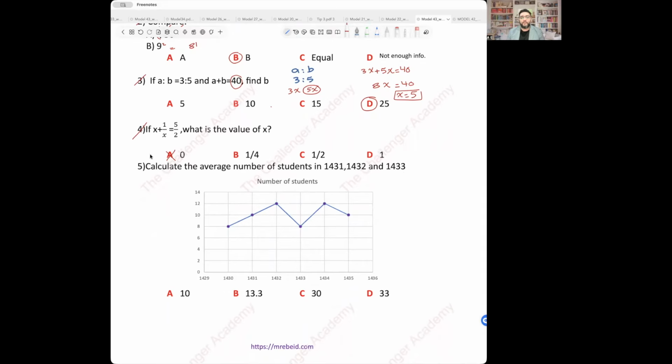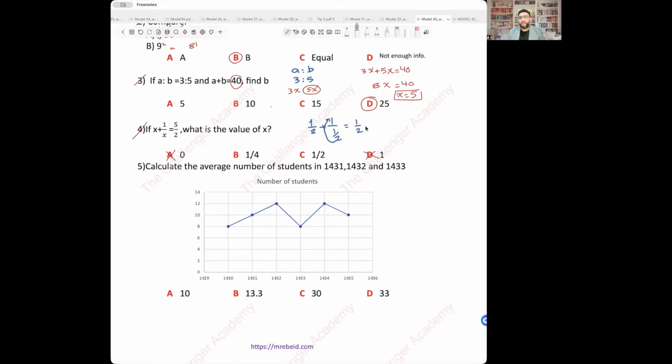We also have to eliminate 1. If you put x as 1, it will be 1 plus 1, which equals 2, and 2 is not equal to 5 over 2. If you put x equals a half, on the left-hand side it will be a half plus 1 over a half. If you have a fraction in the denominator, you can flip it.